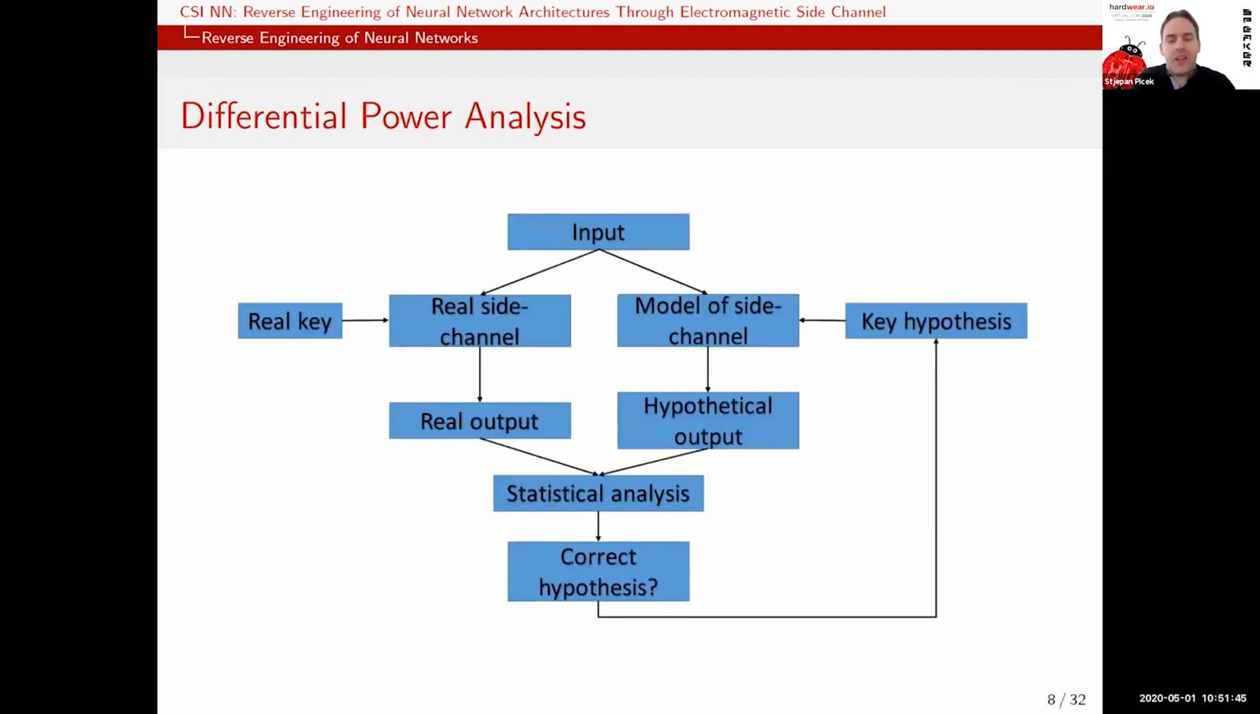So let me show immediately on the scheme how it looks. This would be a scheme of differential power analysis. You have your input. On one side, you have your real information, real measurements. On the other side, you have your model, your hypothesis. Basically, you compare the real one with the hypothetical one. You do some kind of statistical analysis, and where your hypothesis fits the best, you say, well, for this case, my hypothesis is correct. Of course, see the feedback loop. It means you need to check every possible hypothesis.